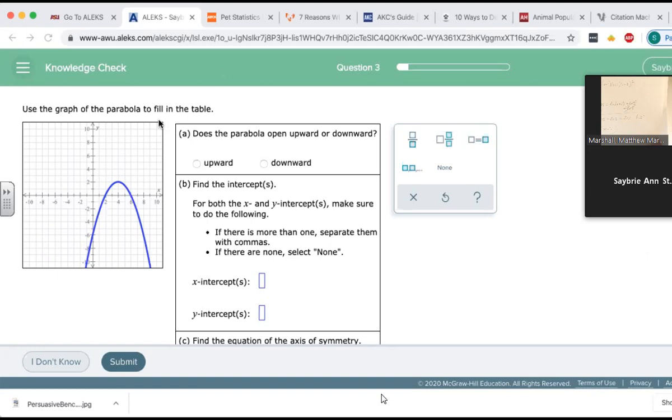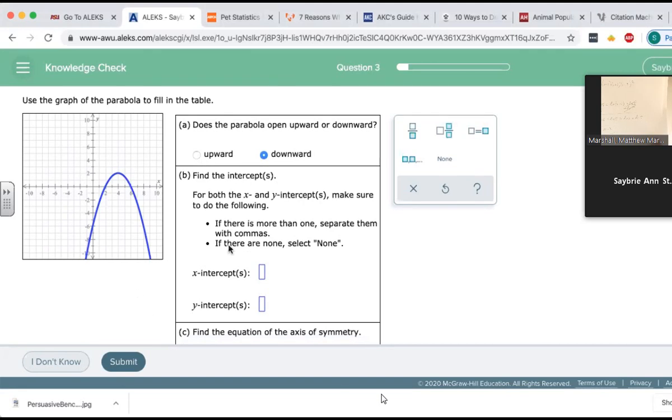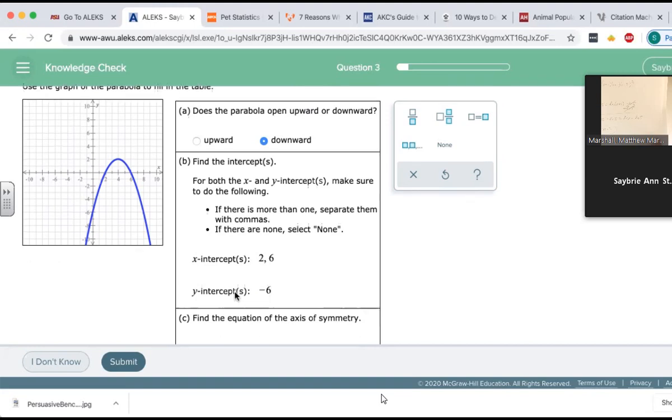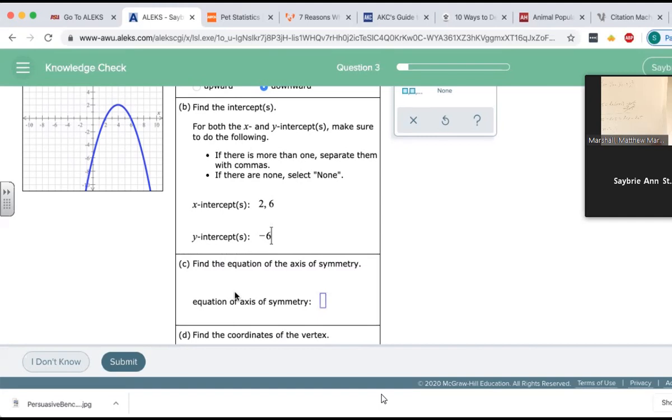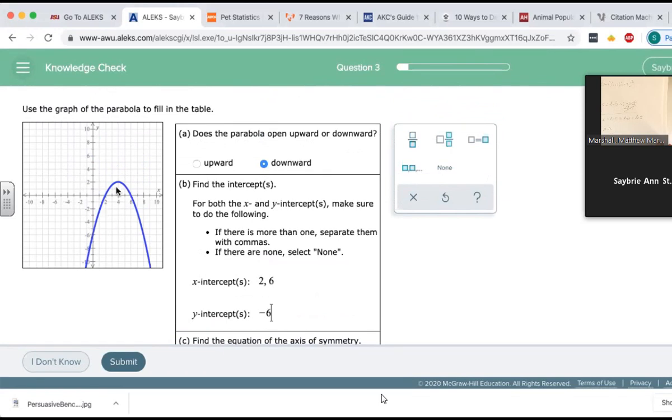So easy, probably open upward or downward. Yep. X intercepts, easy. 2 and 6. No, the y-intercept where it's touching the y-axis, way down there, looks like, what, -6? So that's a straight up and down line through the middle of that graph. Yep.